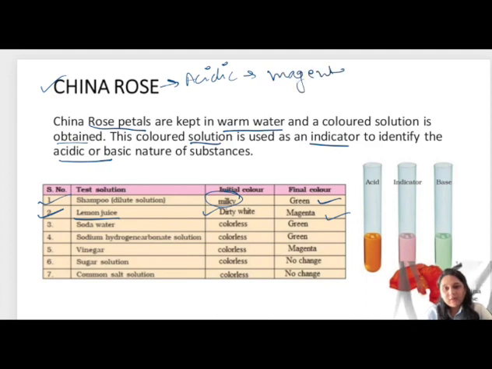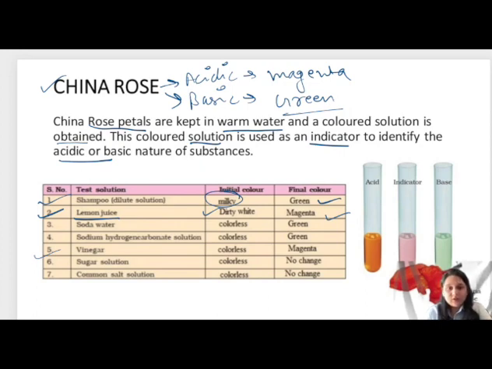Which color will we get? We will get magenta color. And if the solution is basic, we will get the green color. In the same way, you can use the China rose solution as an indicator on any solution. Like if we're talking about vinegar here, we have a solution, we don't know what it is, and we want to find out whether it is acidic or basic.